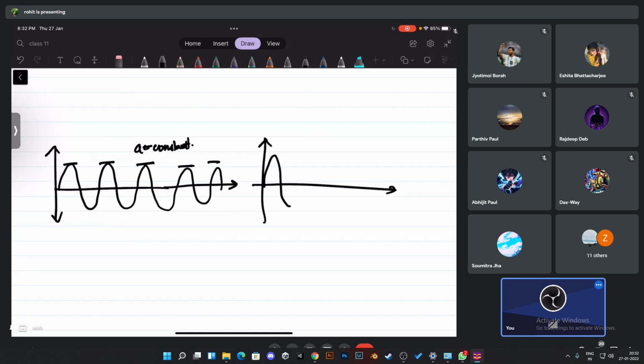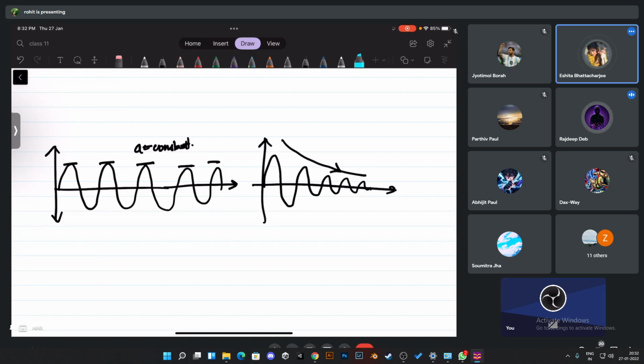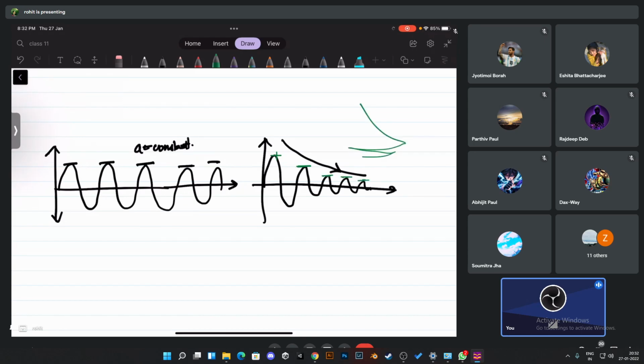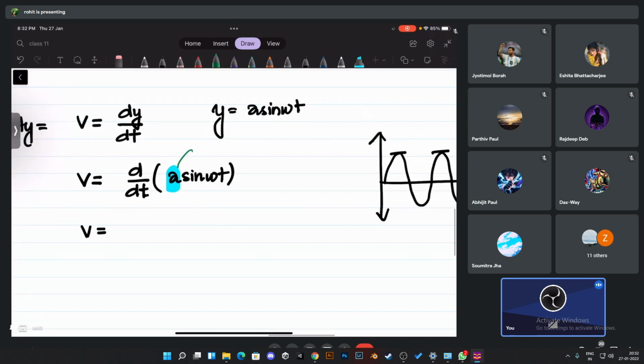Look at this. What does it mean, amplitude constant or amplitude decreasing? Decreasing would mean it went to plus a, but now it has gone less than plus a, less than plus a, and slowly it's going to die out. No, this is the oscillation, so this is not what we are talking about. This is what we are talking about: every time the object reaches constant amplitude. So this is constant.